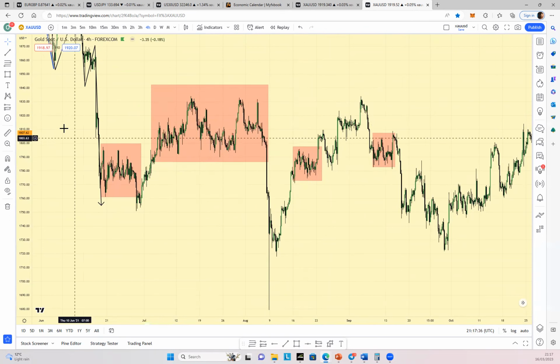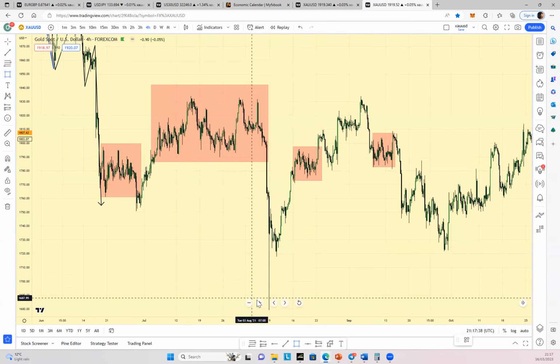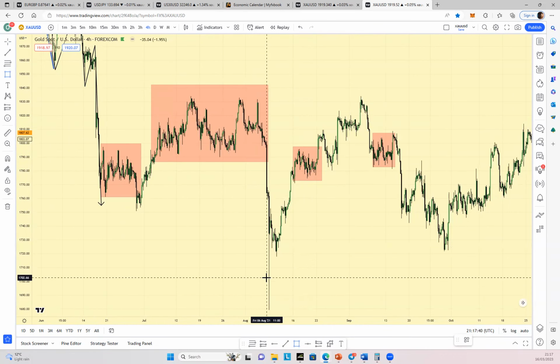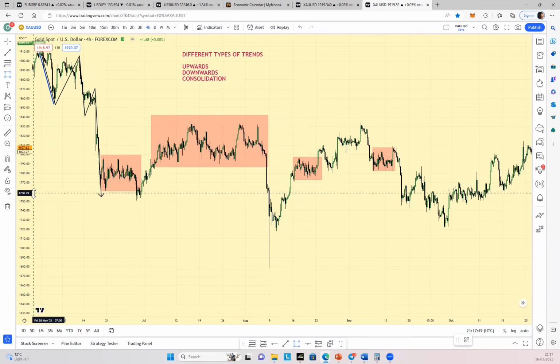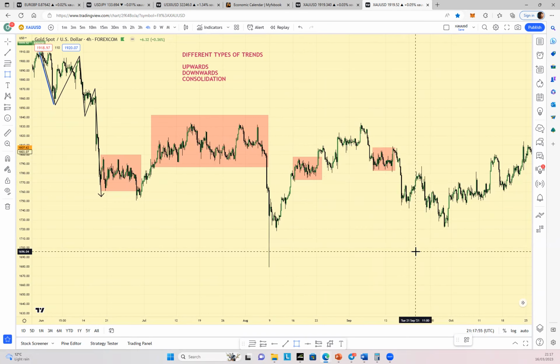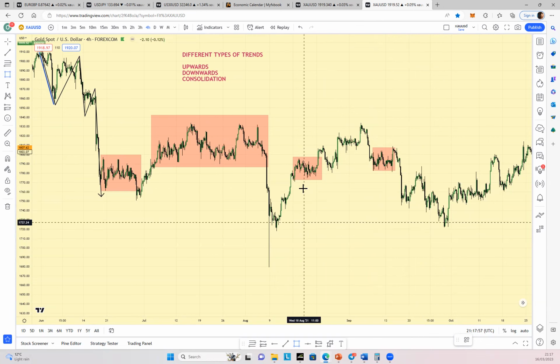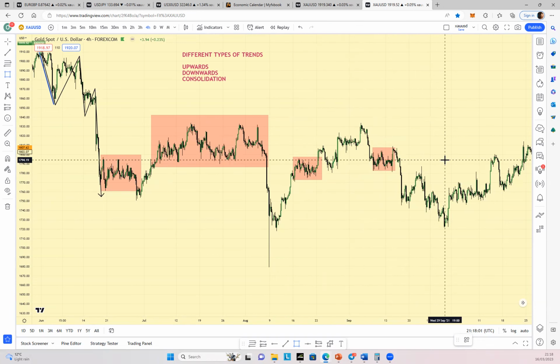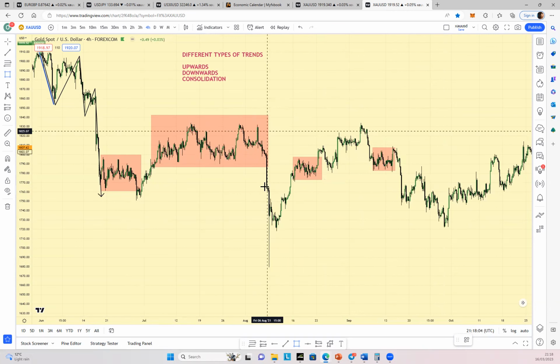Consolidation. Yes, exactly. So in between your uptrend and your downtrend, you have consolidation. Price is just consolidating. There's a battle between buyers and sellers. That's what it means, basically. Price is consolidating to either give you an impulse down or an impulse up. That's what usually happens when price is consolidating. You always see something like that.